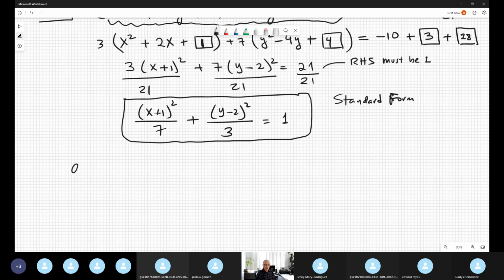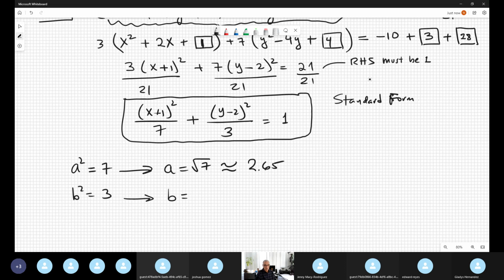A squared is 7 and b squared is 3. Therefore, a alone is radical 7, in decimal approximation 2.65. And b is the square root of 3, que es approximately 1.73.